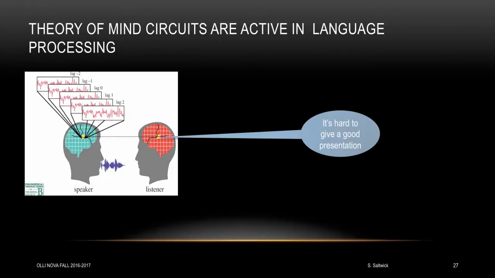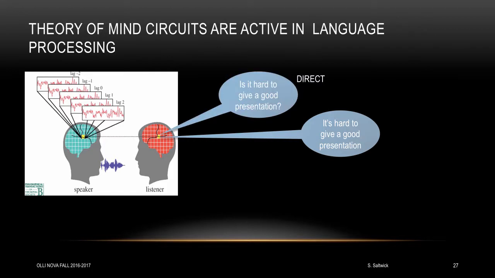Another experiment that shows how theory of mind circuits are active in language processing varies the demands on the listener to consider another brain's mental state. Here's a good example. In this example, we scan the brains of a listener when they hear the phrase, "It's hard to give a good presentation." Now there are two preconditions. In the direct condition, the listener hears a simple direct question prior to that statement that requires no evaluation of the mental state of the speaker. Is it hard to give a good presentation? The answer is simple. It is hard to give a good presentation. It's a matter of fact.